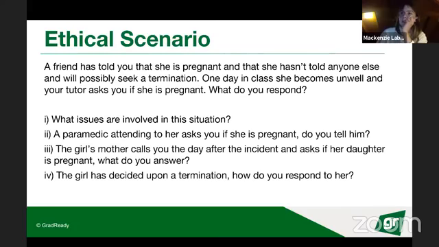Yeah, so that was similar to my thought. And you explore that further in the next stop point, where the girl's mother calls you the day after the incident and asks if her daughter is pregnant. I guess one thing that we have learned in med is, I just totally blanked on what we learned.